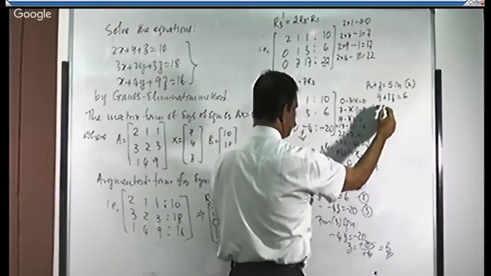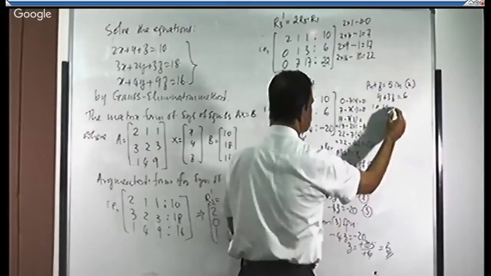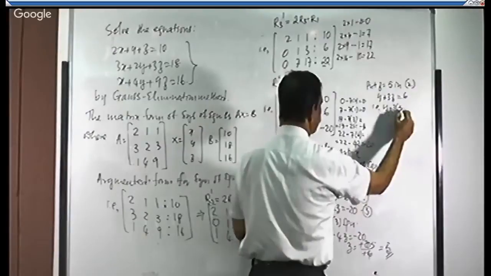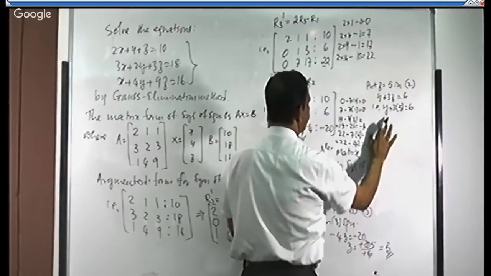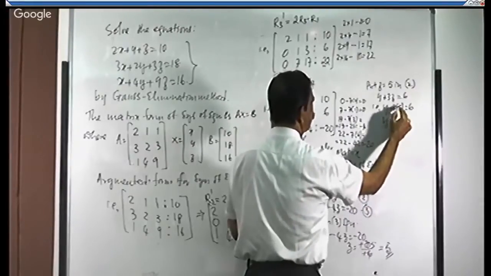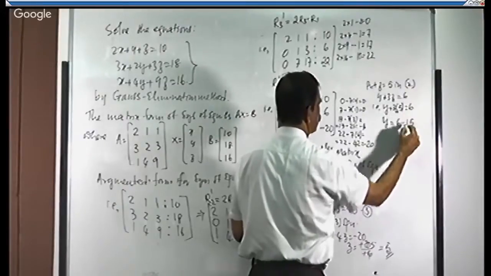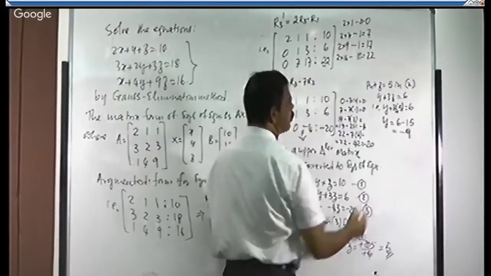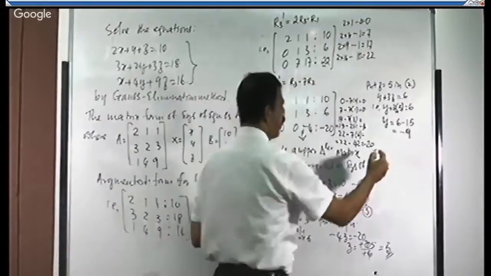That is, y is what? y plus 3 into z. What is z? z is equal to 5. It is equal to 6. Therefore, y is equal to what? y is equal to 6, 5 into 3, 15, minus 15. We got minus 9. y is equal to what? It is minus 9.